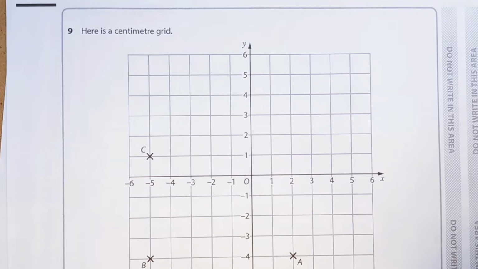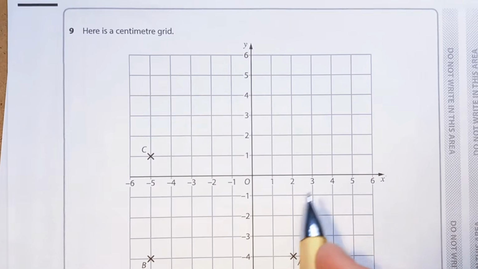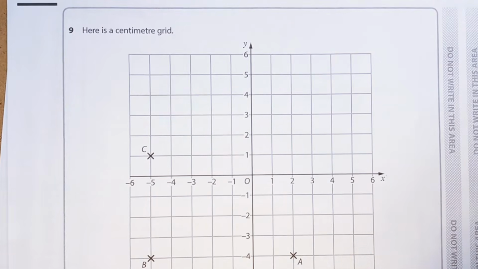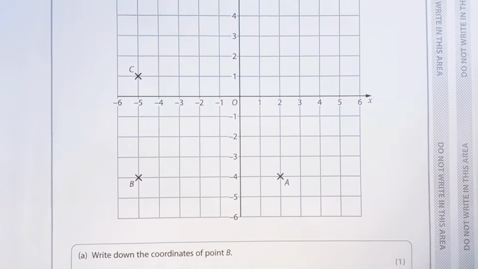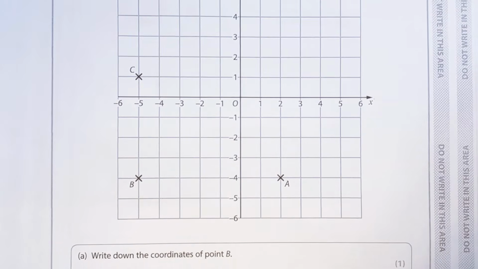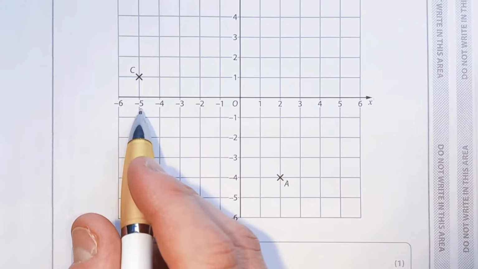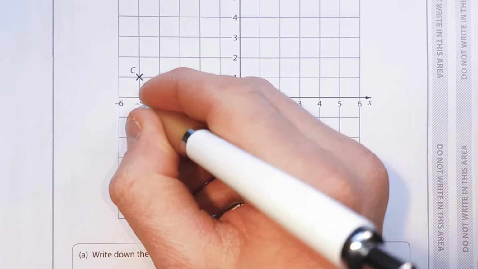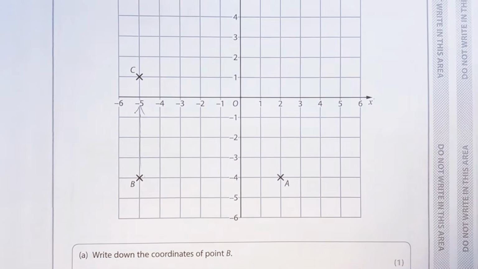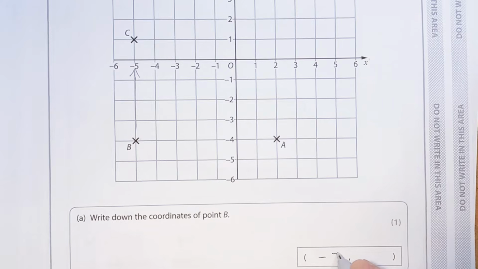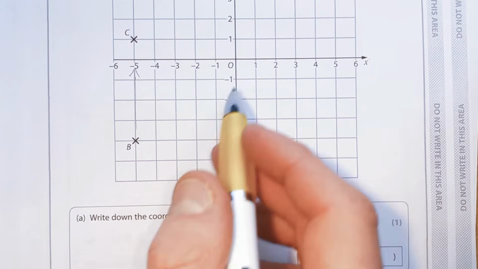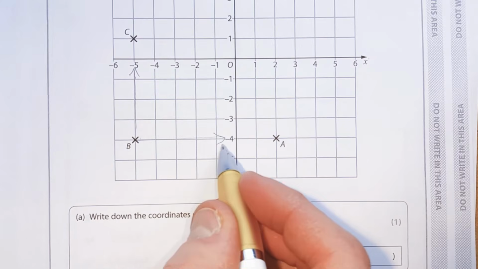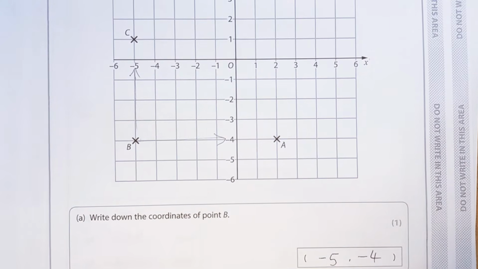Question 9. Here is a centimetre grid. And we've got this marked out. We've got our x-axis, we've got our y-axis, and we've got points A, B and C on there. And the first question, write down the coordinates of point B. So this is B, so we want the x coordinate first. So we're looking up here. So we've got -5. And then we want the y coordinate, which is going to be -4.